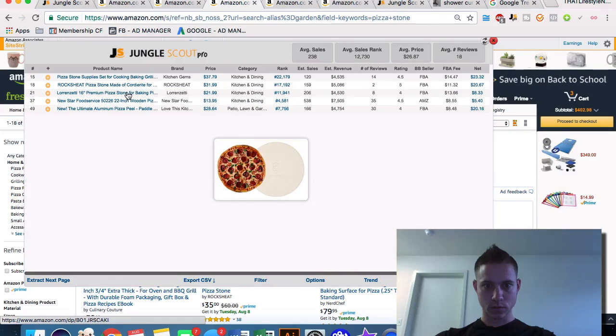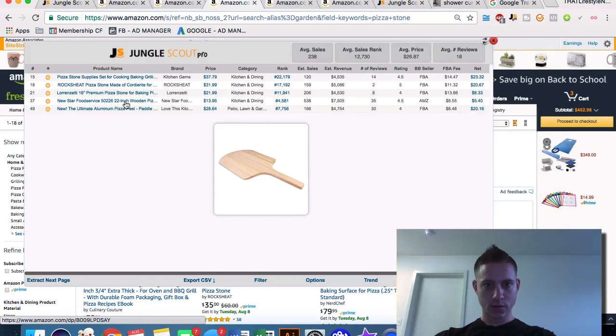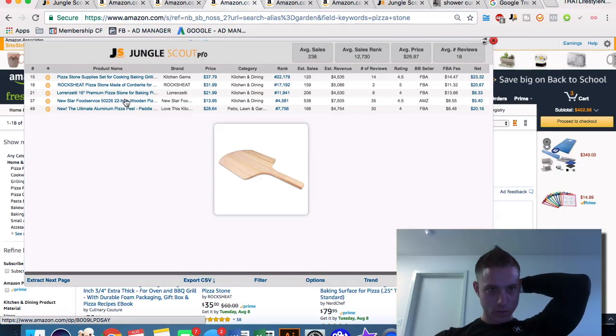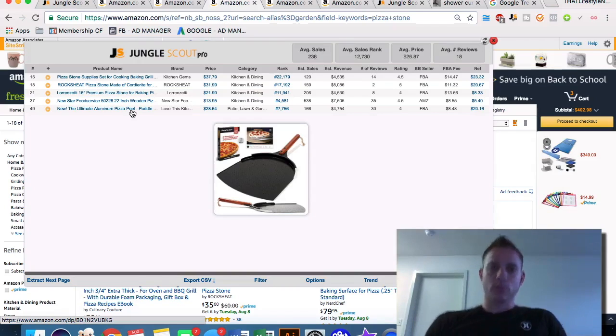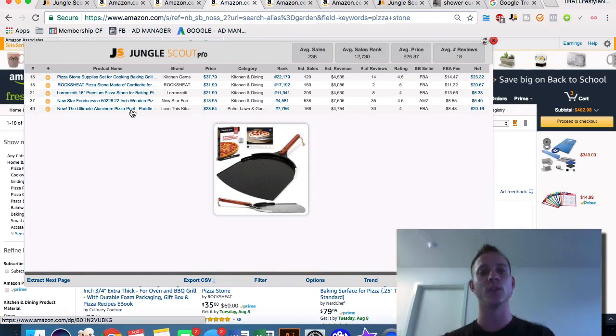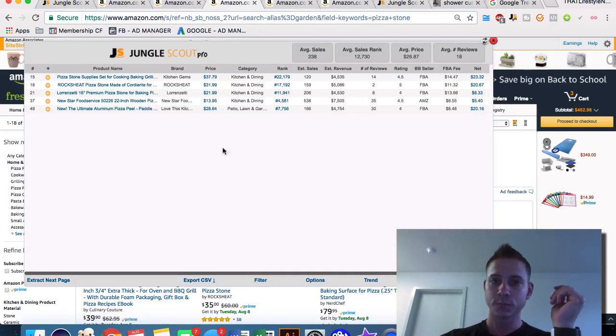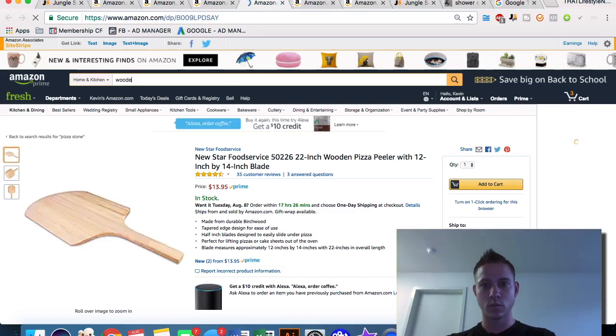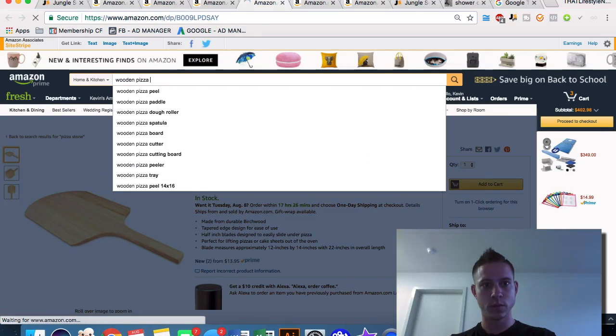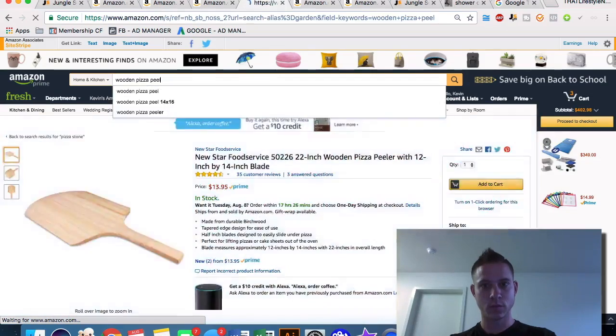Pizza stones, right? Some round. Also the wooden ones. And this has a dual appeal to both avid pizza makers and also pizza restaurants. So we could take a look at some of these and see, wooden pizza peel.